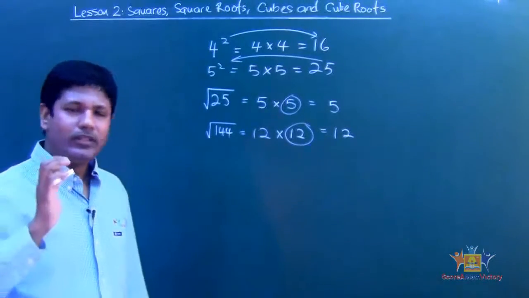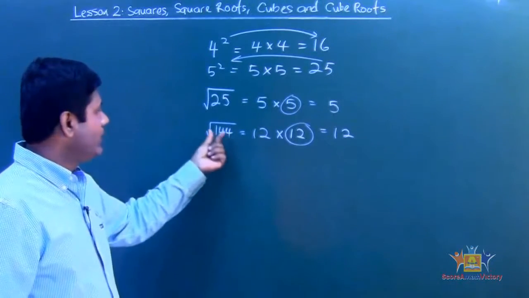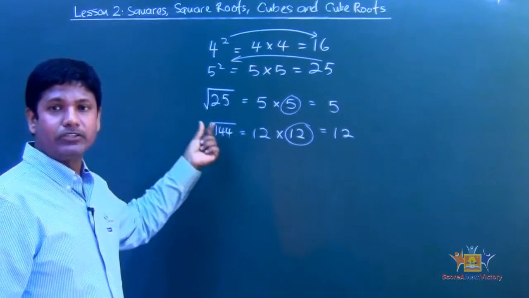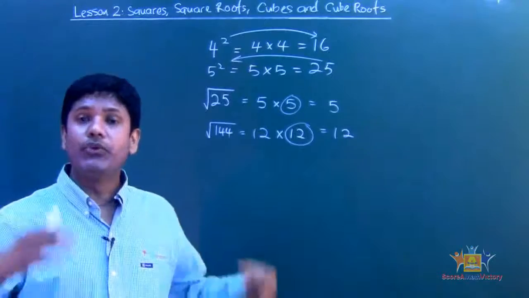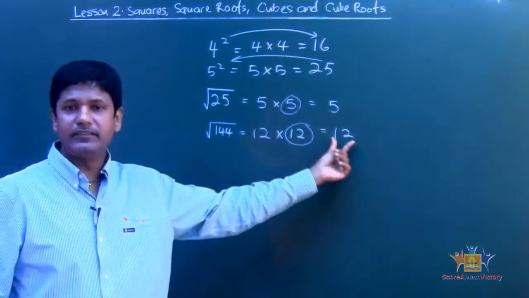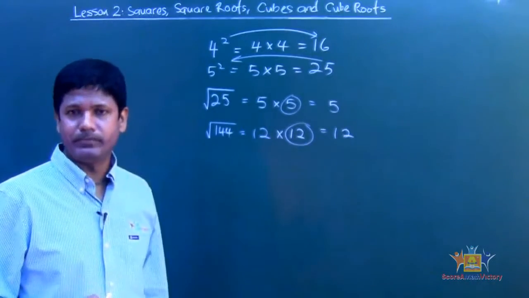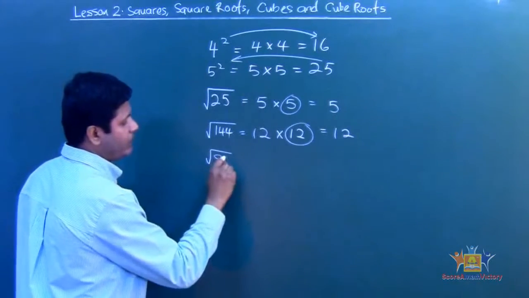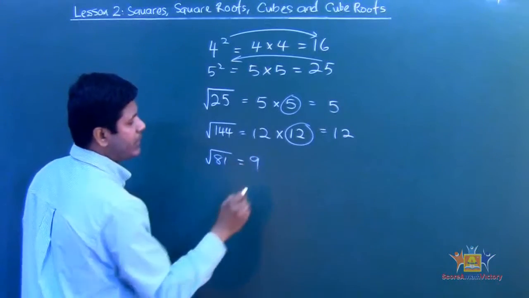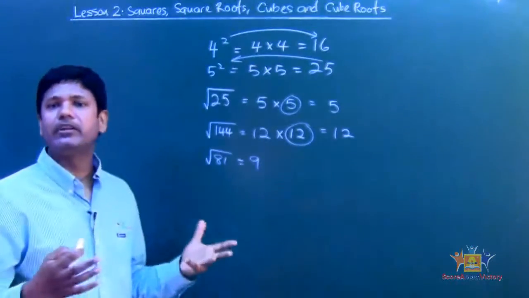So the thing is, we want to find the square root of a number which is a perfect square. If the number is a perfect square, you will have a square root that is a nice round number. So if I ask you the square root of 81, you should know which is 9. That's why the times table is so important.